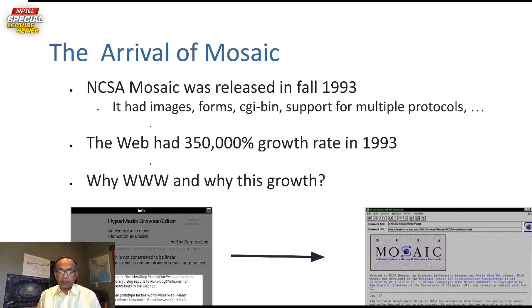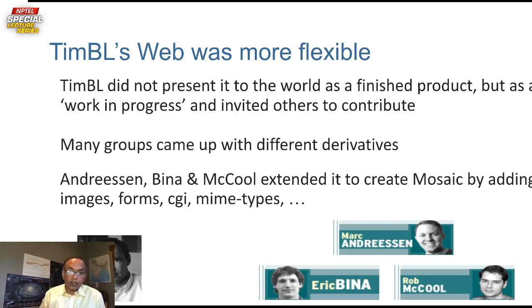Why did this web thing succeed and why didn't the others succeed? To give you an idea of the difference between the first version of the web and Mosaic, we have two pictures over here, the first version of the web to the left and Mosaic to the right. The key is that Tim Berners-Lee's web was more flexible. Unlike Gopher and Archie and all of these things, which said, here is a finished product, use it, Tim Berners-Lee did not present it to the world as a finished product, but as a work in progress. He invited others to contribute. The protocols were open, everything was open.